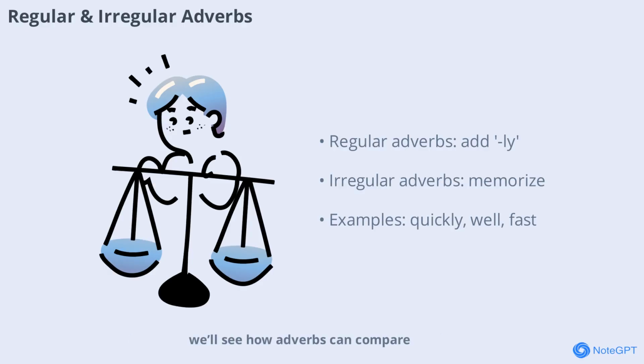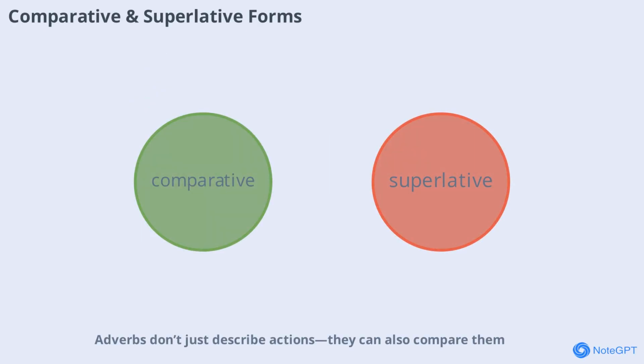Next, we'll see how adverbs can compare actions using comparative and superlative forms. Adverbs don't just describe actions, they can also compare them. Comparative adverbs show a higher or lower degree of how an action is performed, often by adding er or using more or less. For example, faster or more quickly. Superlative adverbs express the highest or lowest degree, usually with est or most or least, like fastest or most quickly. The basic form is called the positive degree. The process of shifting from positive to comparative and superlative is known as the degrees of comparison. This helps us express differences and extremes in actions, making our language more precise.